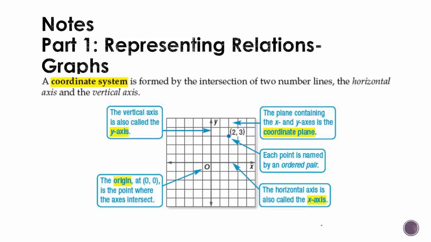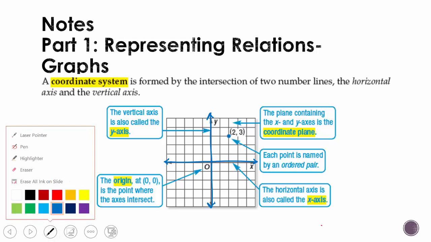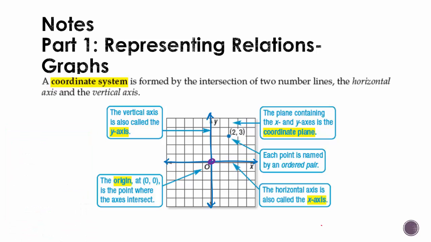Hopefully this should be a review, but we have a coordinate system with a coordinate plane, and it intersects two number lines. We have the horizontal and the vertical axis. This is your x-axis, goes horizontally. This is your y-axis, it goes vertically. And on these axes, you always have an origin, that's (0, 0).